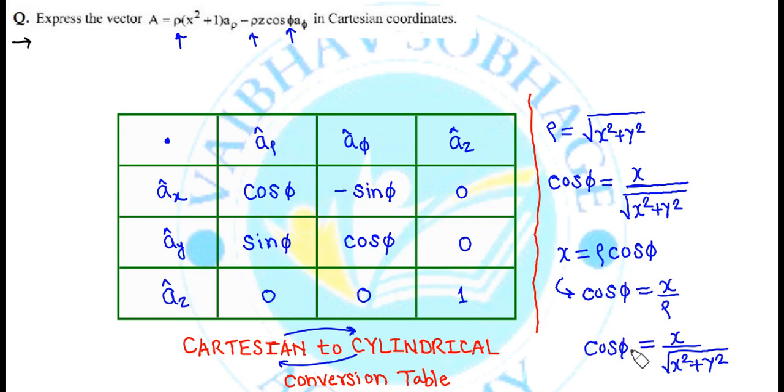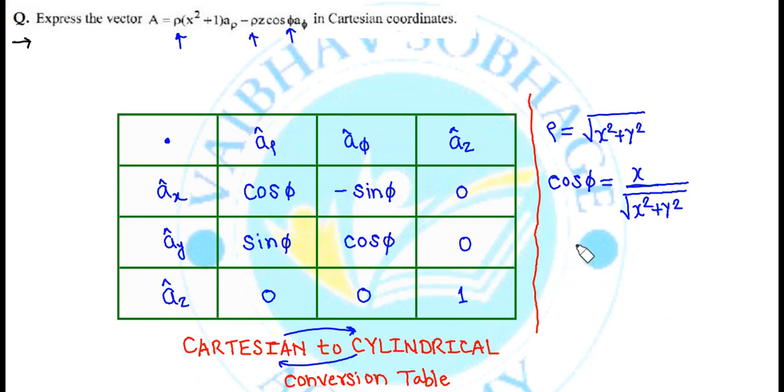So now I'm going to rub it out. Before directly writing the sine of phi value, let me show you the proof. For the cylindrical system, we have y is equal to rho sine of phi. So from that you can get the value of sine phi. So sine phi will be y upon the value of rho. And what is that value? We have that rho is equal to square root of x square plus y square.